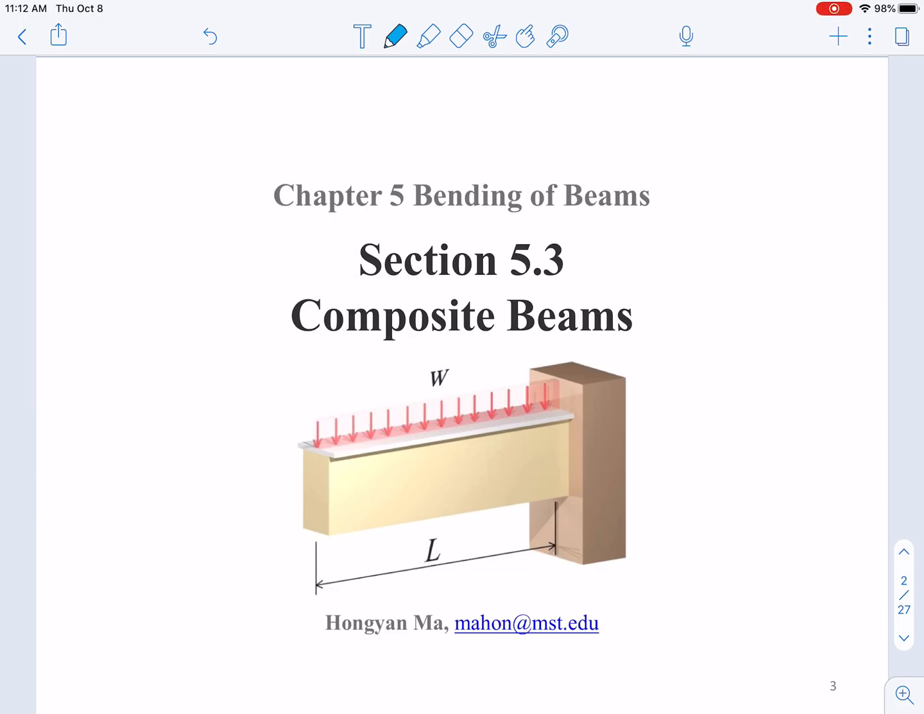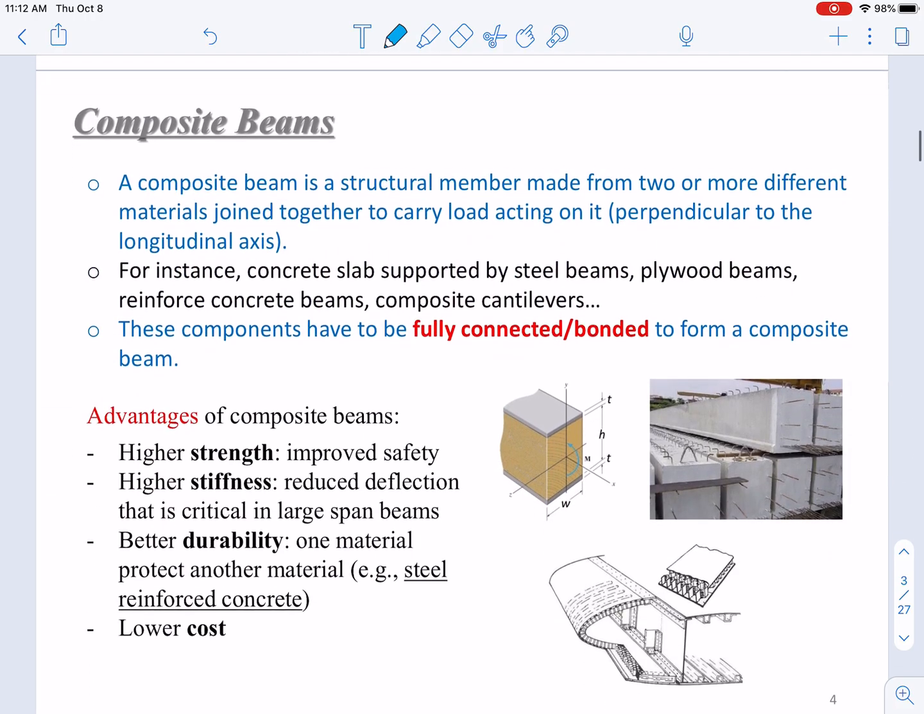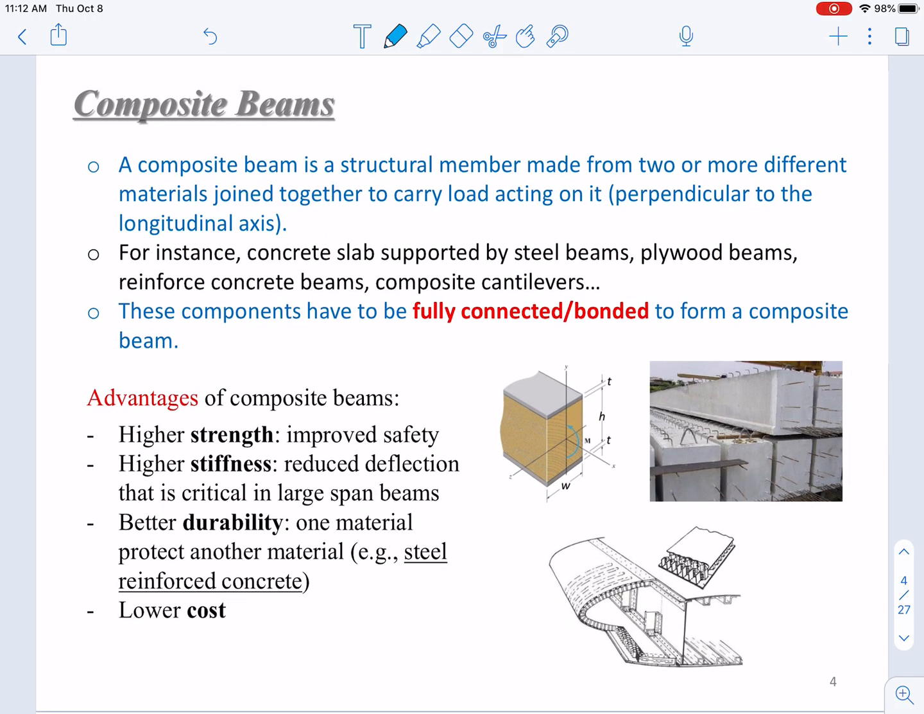Composite beams. So first of all, let's look at what composite beams are. A composite beam is a structural member made from two or more different materials joined together to carry a load acting on it. The load is perpendicular to the longitudinal axis, and this is how we define beams. So you can see that the composite beam consists of two or more different materials joined together, and we assume that they are perfectly bonded together without interfacial sliding.